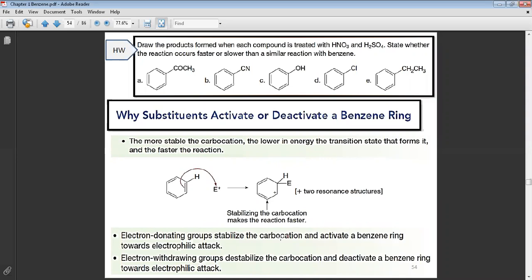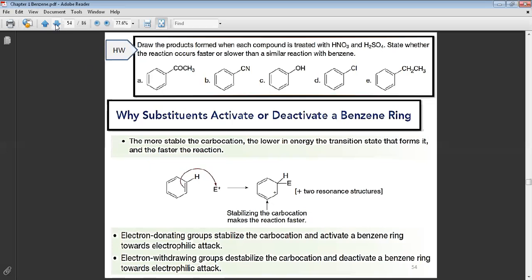The alkyl group activates by the inductive effect. The opposite is exactly the case for electron withdrawing groups: they destabilize the carbocation and deactivate the benzene ring, toward the electrophilic attack. Okay?